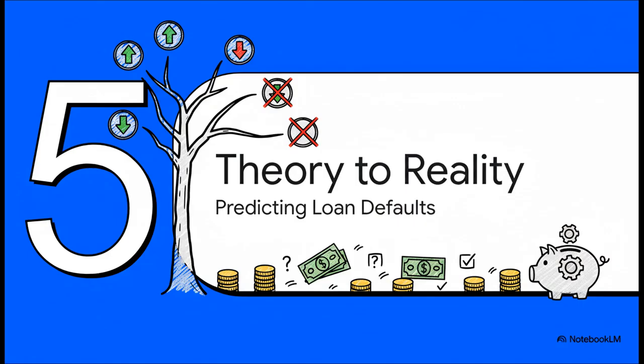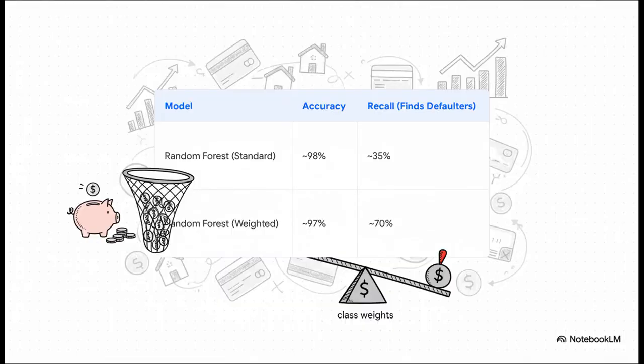All right, let's take this out of theory and into the real world. The source material has this fantastic example of using a random forest to predict if someone's going to default on a loan. Now check this out. A standard random forest had a high accuracy of about 98%, which sounds amazing, right? But here's the problem. Its recall, which is how good it is at actually finding the people who default, was only 35%. For a bank, that's pretty useless.